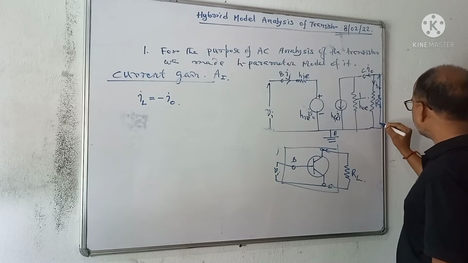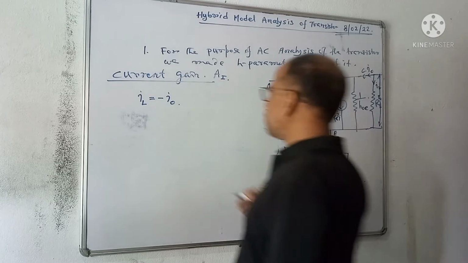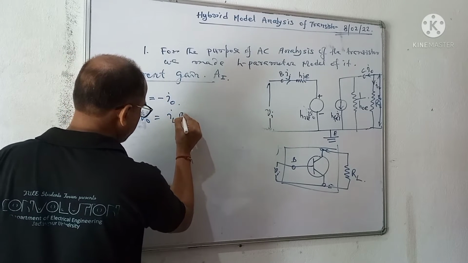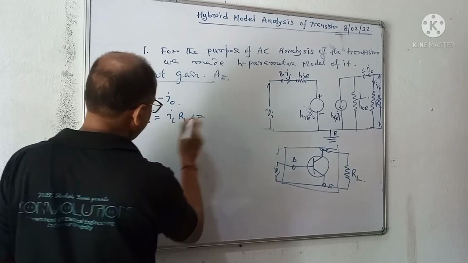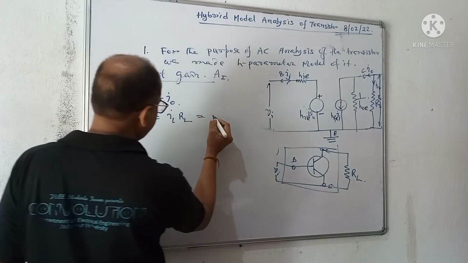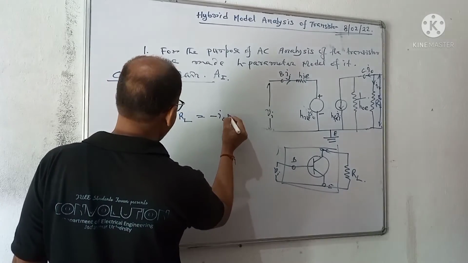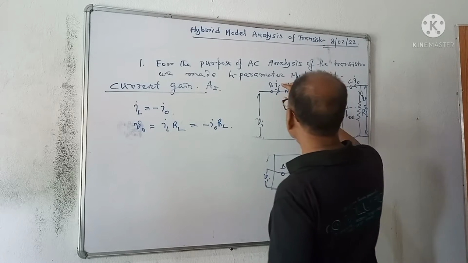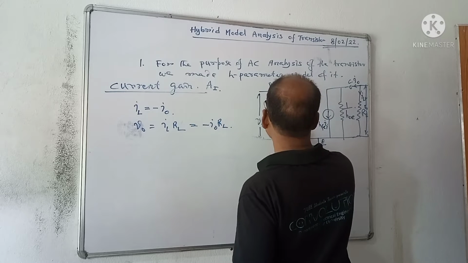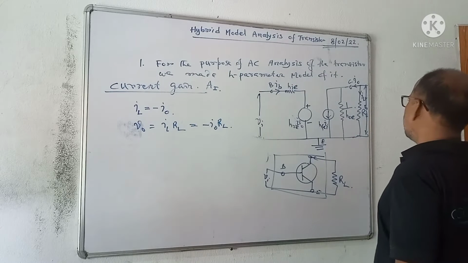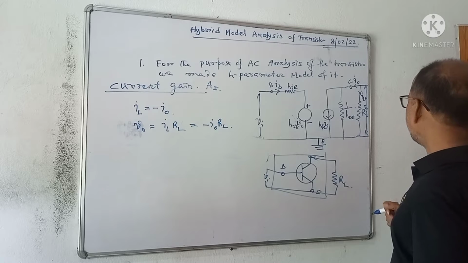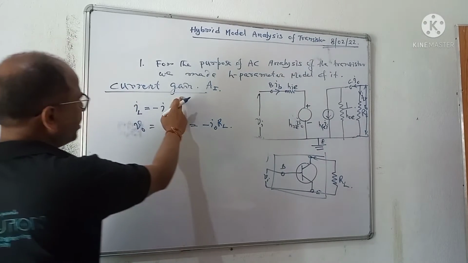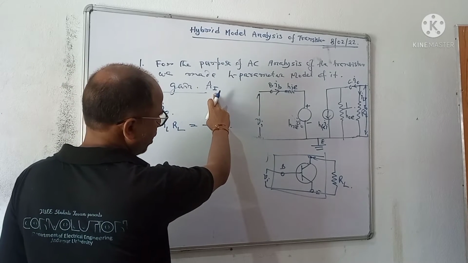This is your V0. Therefore, V0 is equal to IL into RL. Now, IL is equal to minus I0. Therefore, minus I0 into RL. And here, I means IB, the base current. This is the base current and this is the collector current. I want to find the current gain of the amplifier.